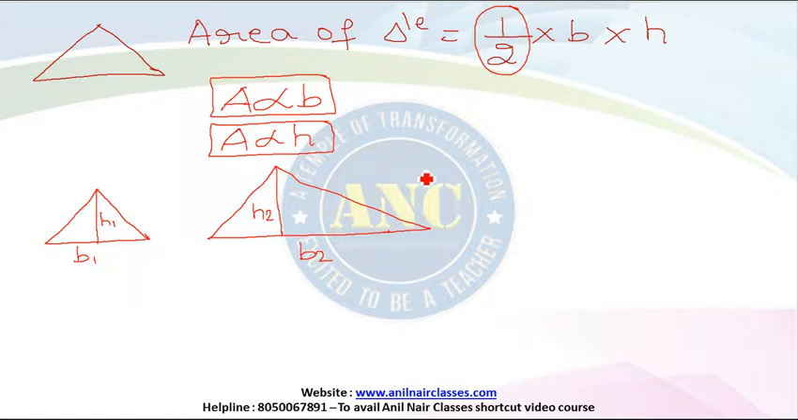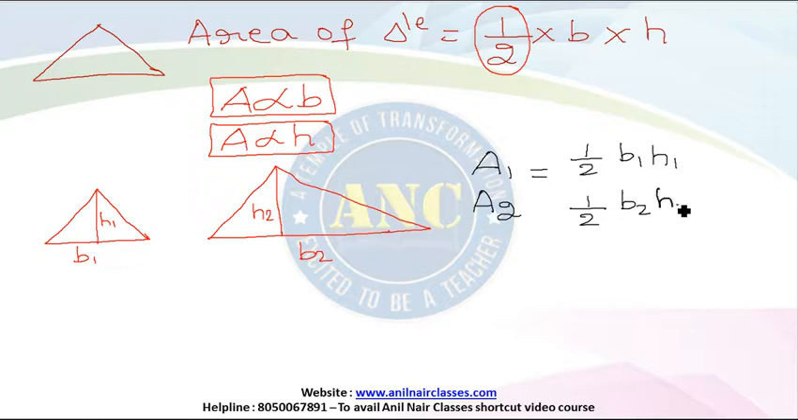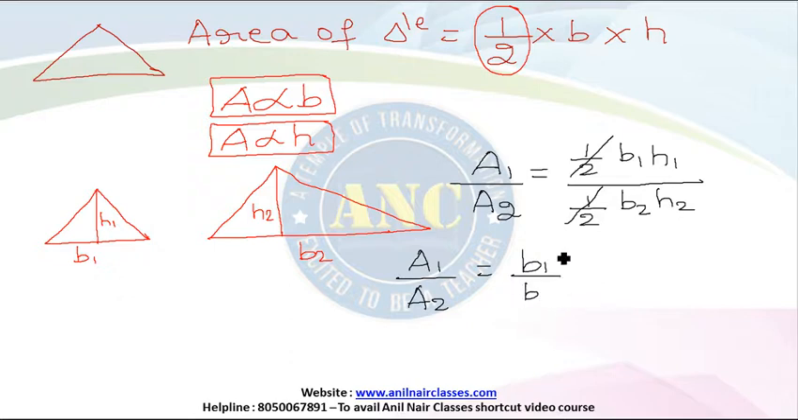Now, can I say that we know the fact that area of a triangle is proportional to base and height. That means area of first triangle is nothing but equal to half into b1, where b1 is the base of first triangle and h1 is the height of first triangle. Similarly, area of second triangle a2 is nothing but half into b2, where b2 is the base of second triangle and h2 is the height of second triangle. If I divide one by the other, this half will cancel out. You will be only left with a1 divided by a2 is nothing but b1 divided by b2 into h1 divided by h2. Very important point.